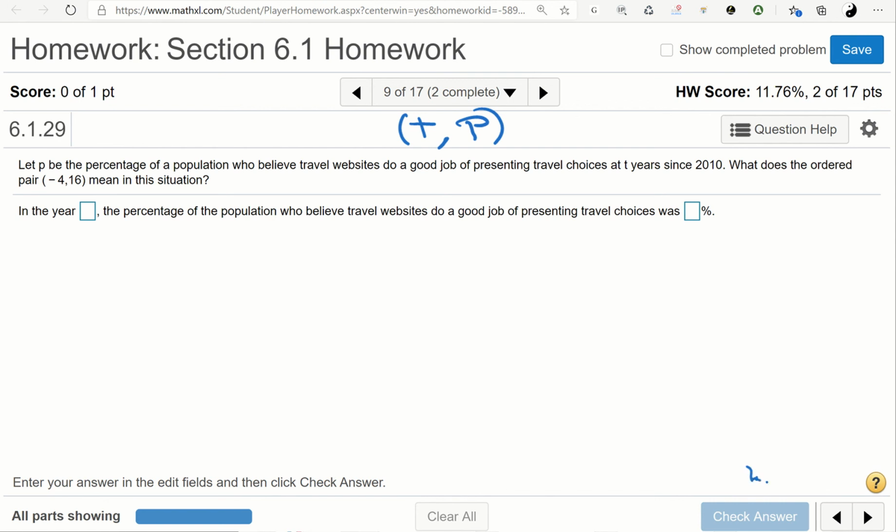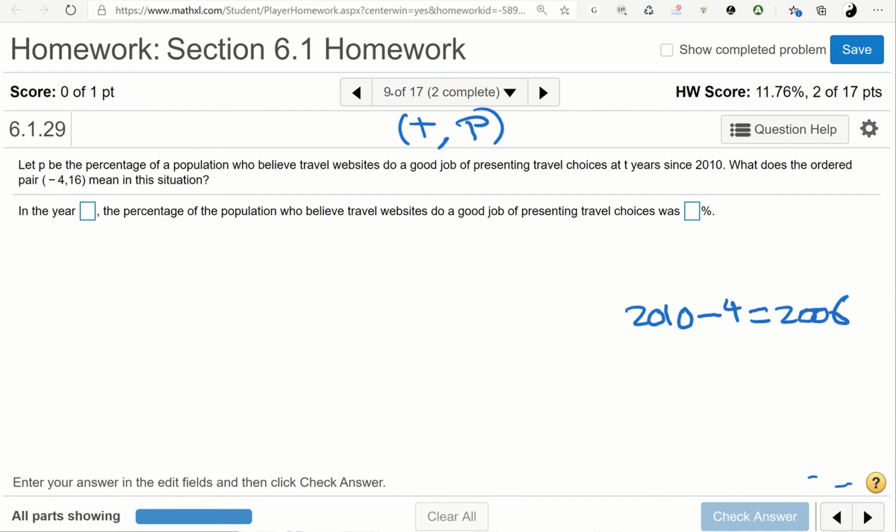So in this case, negative 4 will represent the year 2006. So basically, we take 2010 and subtract 4 from it. Remember, if that were 4, we would have added 4 to 2010. But since it's negative 4, we go ahead and subtract it. So we get 2006. And the 16 is the percentage of the population who believe the travel sites do a good job.